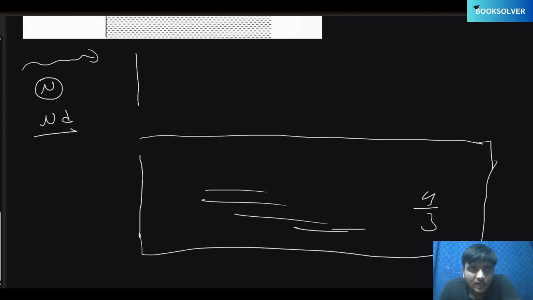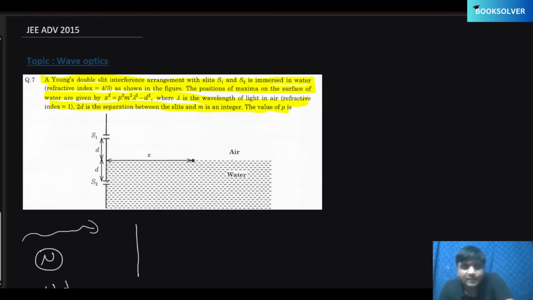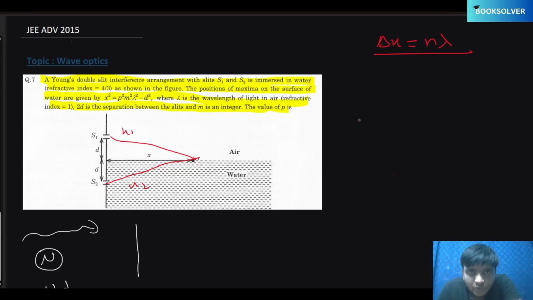So let me draw here, and I'll explain through this image. Let's suppose at x there is a maximum. What is the condition of maxima in YDSE? It is when delta x, the path difference, should be a multiple of n lambda. So let's suppose this is our point of maxima, and if this is path 1, let's call it x1 and this is x2. When x1 minus x2 or x2 minus x1 is a multiple of n lambda, only then is it possible that there will be a maxima here.